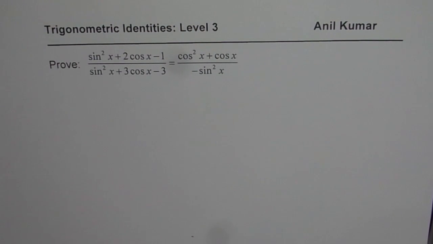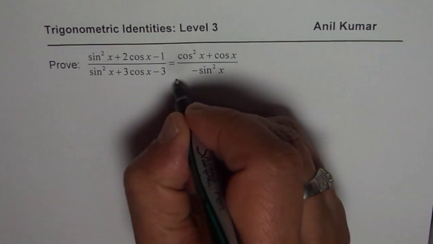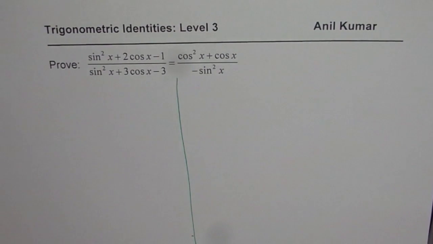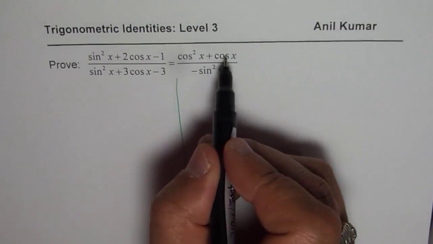Most of the trigonometric identities which we have solved so far, we have started from one side and proven that to be equal to the other side. But here are a few examples where I prefer to solve both the sides. So this particular example is the one where it is better to solve from both the sides. So let's say this is the right side.